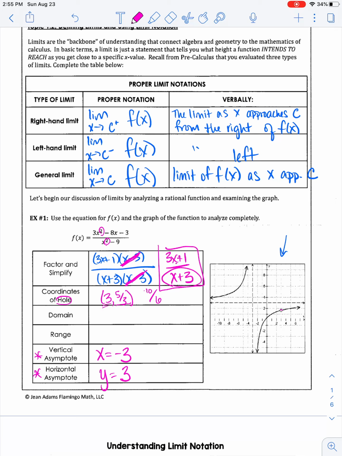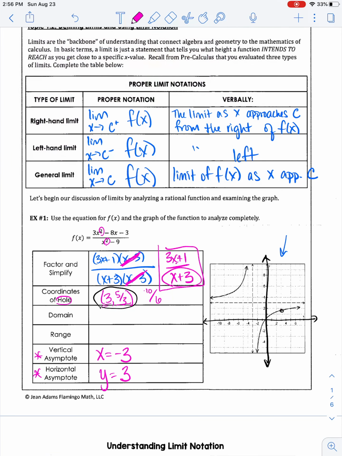So now for my domain and range. Hold on, I need to make this darker so I can see it. That's your x-axis. Oh, no. The asymptotes and the axes are running together. There we go. Okay, so those are my asymptotes. So yes, now that point makes sense. 3 and then 1 and 2/3 right there at the hole.